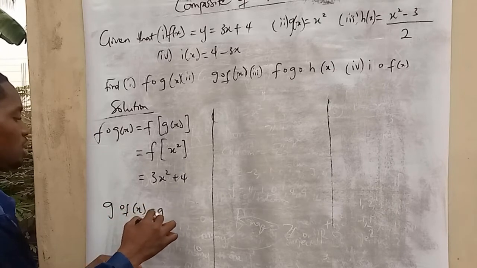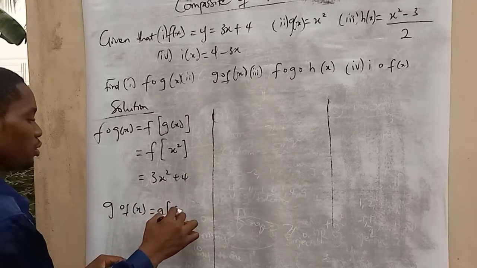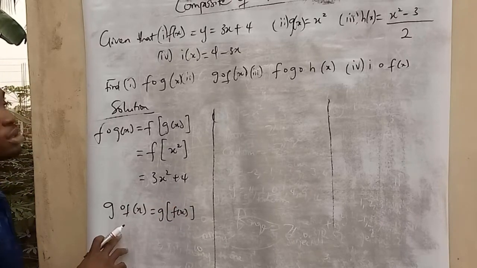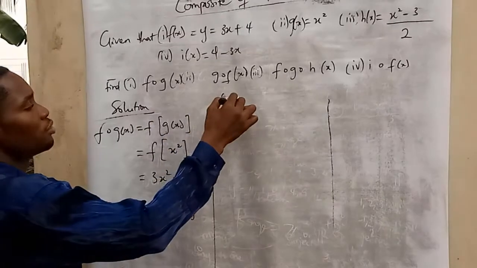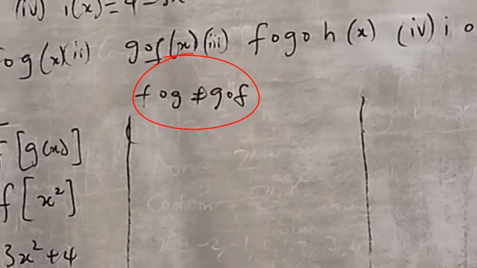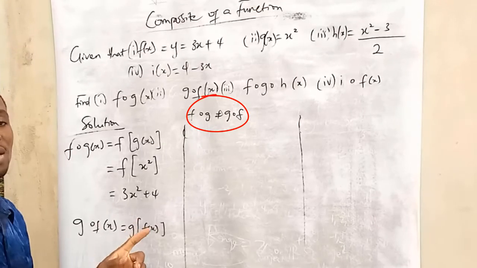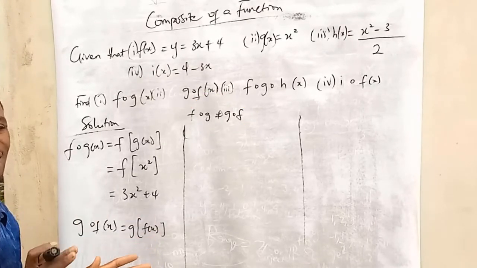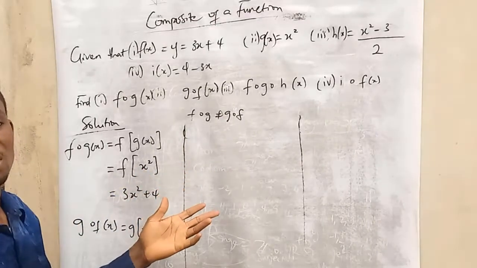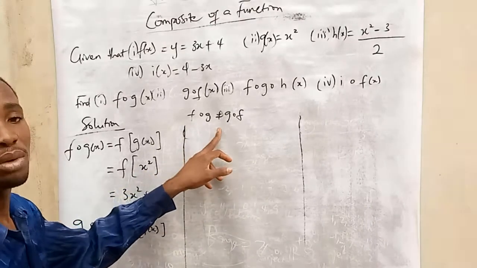For the second question, we have g of f of x, which is the same thing as g into f of x. Now note, your f of g is not equal to g of f. It can be equal only when one of the functions is x raised to power 1, like 1x raised to power 1. That's when we can say it is equal. But if that function is not given, then it can never be equal.